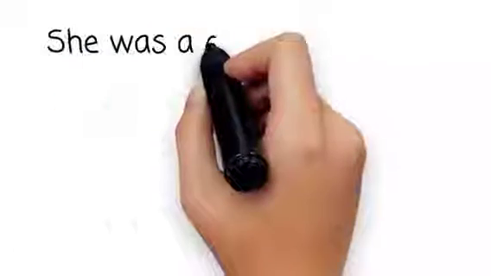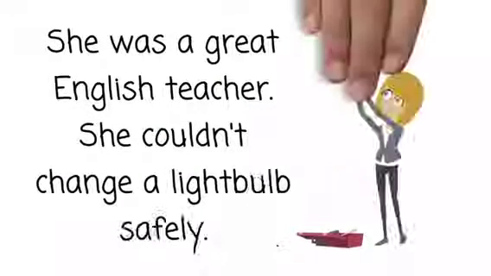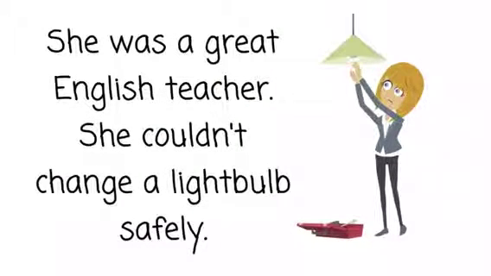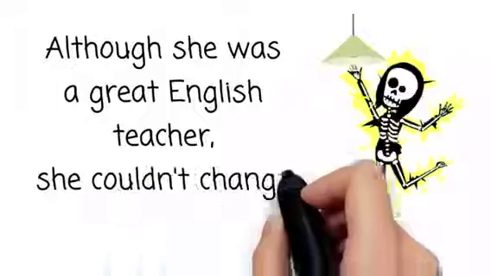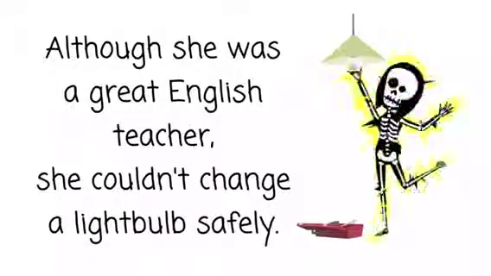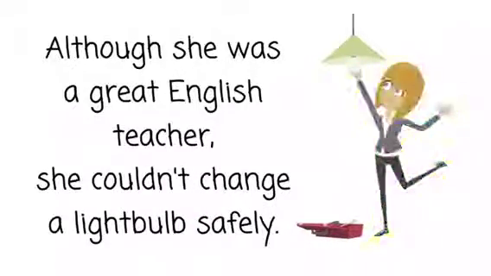What I'm going to give you first is 2 simple sentences. So, she was a great English teacher, full stop. She couldn't change a light bulb safely, full stop. So those sentences at the moment look like they've got nothing to do with each other because they're just 2 separate simple sentences. What we're going to do is change them up so that they are joined together in a complex sentence, and you'll see what this looks like now. So, although she was a great English teacher, she couldn't change a light bulb safely.